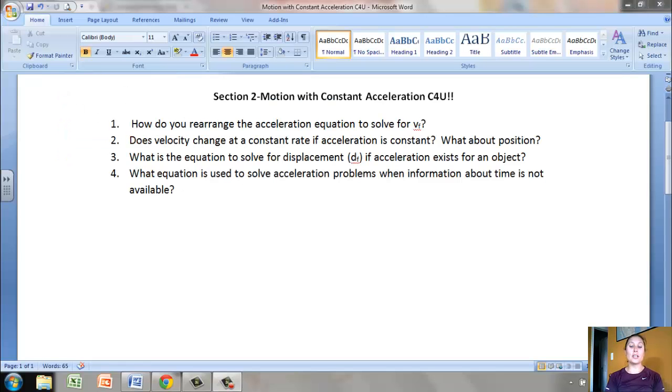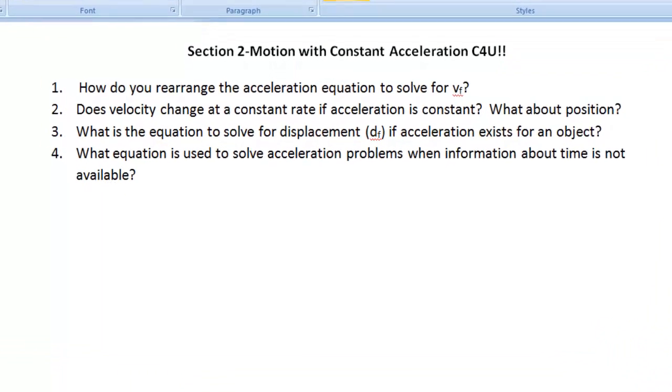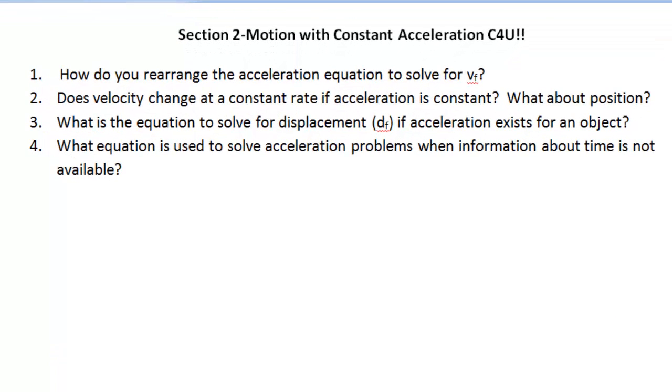Okay, so here are your check for understanding questions for section 2 on motion with constant acceleration. Number 1, how do you rearrange the acceleration equation to solve for v final? Number 2, does velocity change at a constant rate if acceleration is constant? And what about position if acceleration is constant? Number 3, what's the equation to solve for displacement, or d final, if acceleration exists for an object? And the last question, what equation is used to solve acceleration problems when information about time is not available?